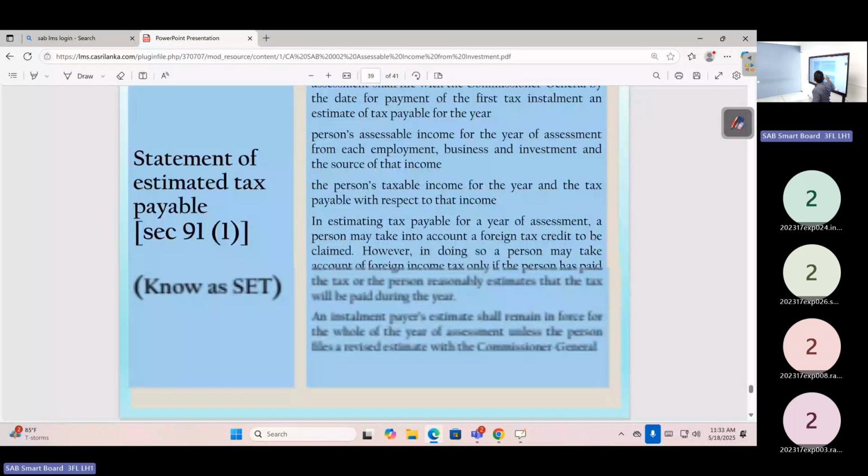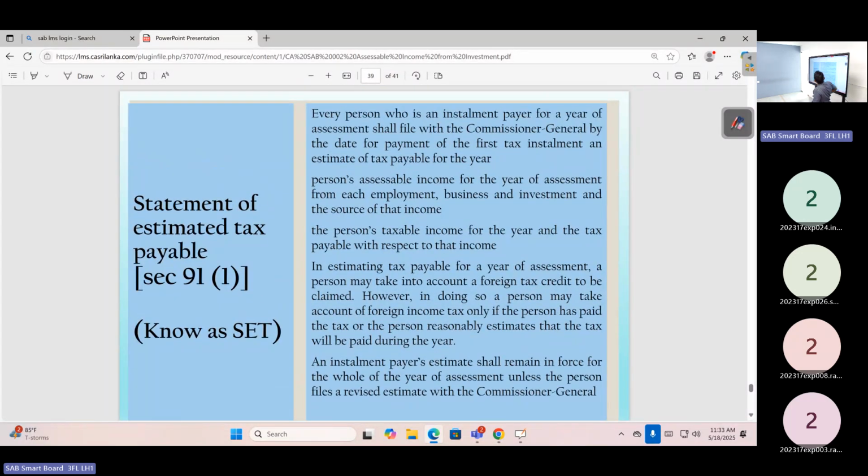So that is the way to work out installment tax payment. He said every person who is an installment payer, you know who is an installment payer? A person who is supposed to pay his income tax liability by way of quarterly installments. An installment payer for a year of assessment shall file with the Commissioner General, by the date for payment of the first tax installment, an estimate of tax payable for the year.